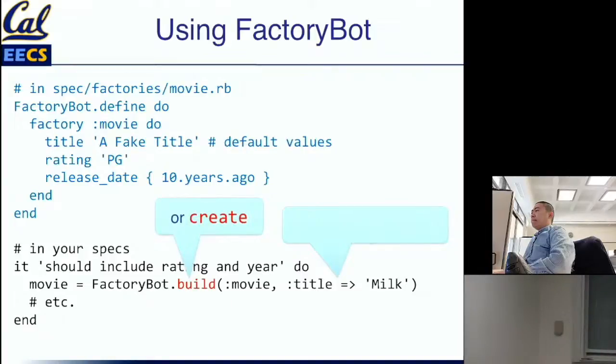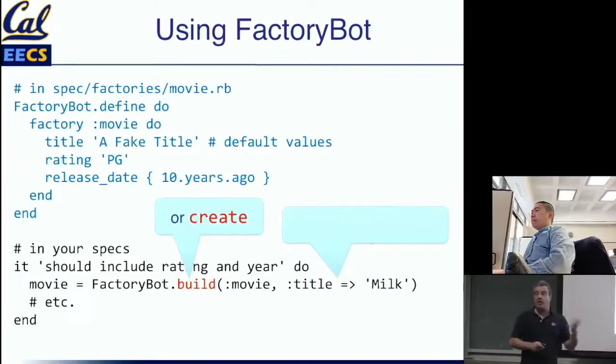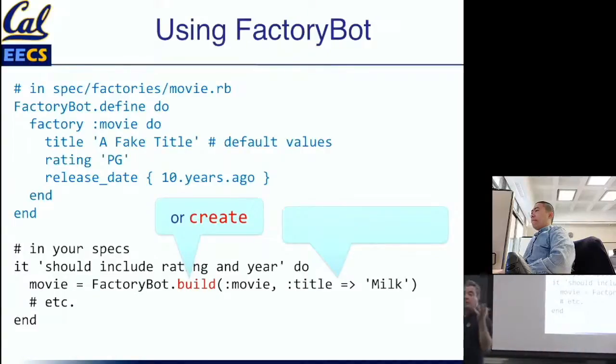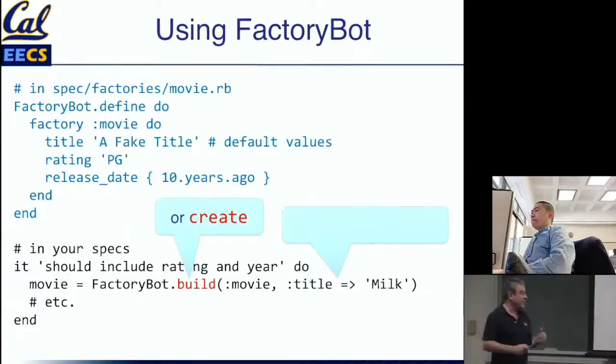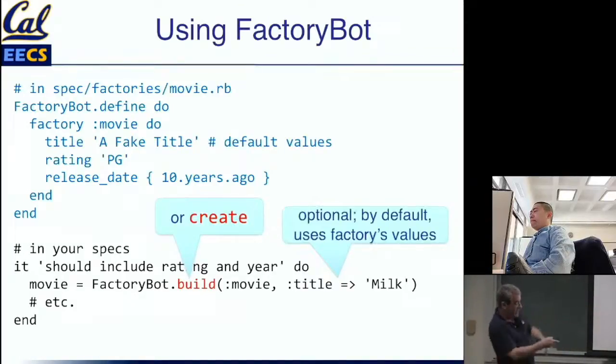In my test, when I need a movie object that has all the behaviors that a movie has, I can say build to create an object in memory but not put it into the database. Or instead of build, I can say create. That actually creates the object and sticks it in the database so that now I can use ActiveRecord find on it if that's what I want to do. I can selectively override certain attributes of the object. So here I'm saying, I want a movie, and I definitely want the title to be Milk, but I don't care about the other stuff.